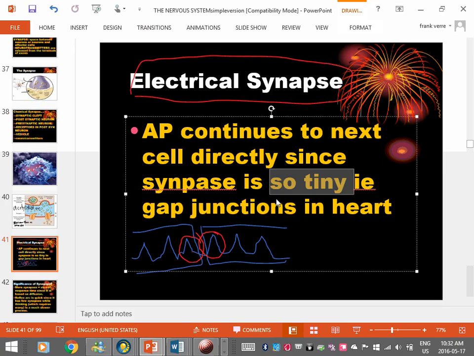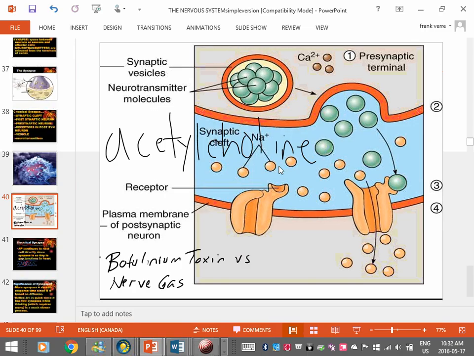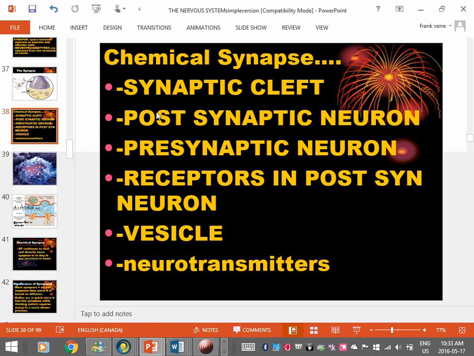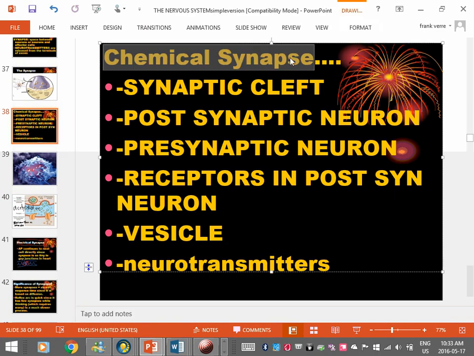Okay? So for example, in your heart, the cells are so close together that when one cell is triggered, the action potential directly travels into the adjacent cells. This is fast. This is a really fast form of transmission. But in a chemical synapse, the gap is too wide, so the action potential cannot just jump to the other cell. It has to be converted. Okay? It has to be converted into a chemical.